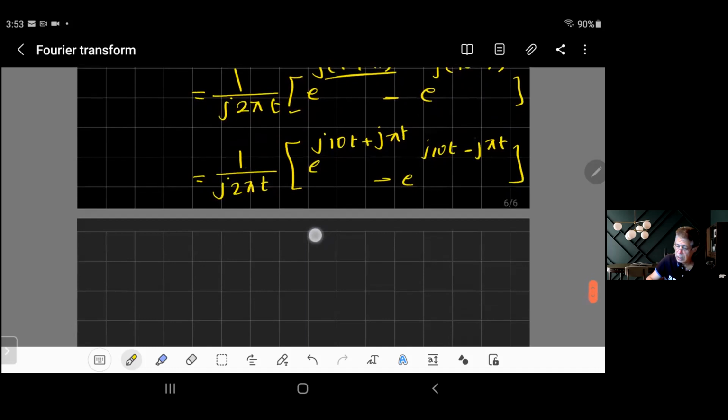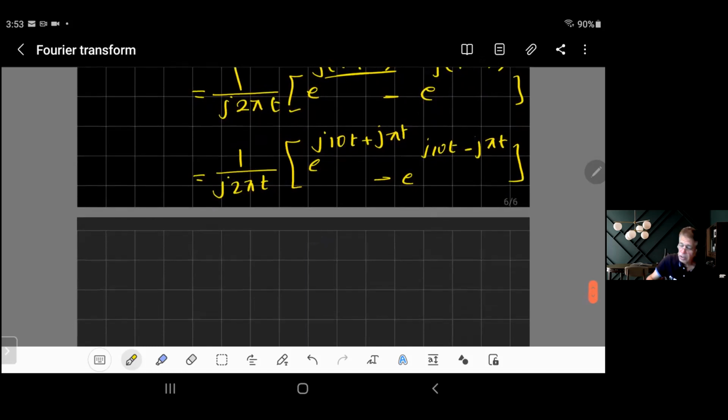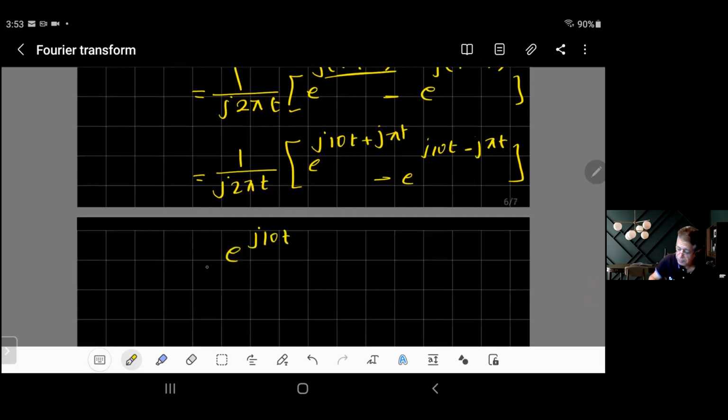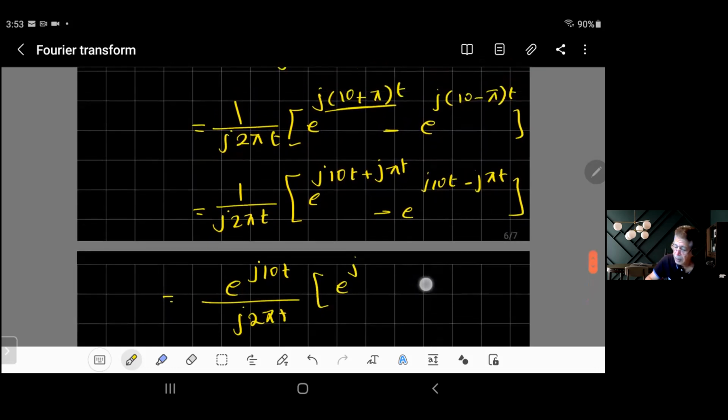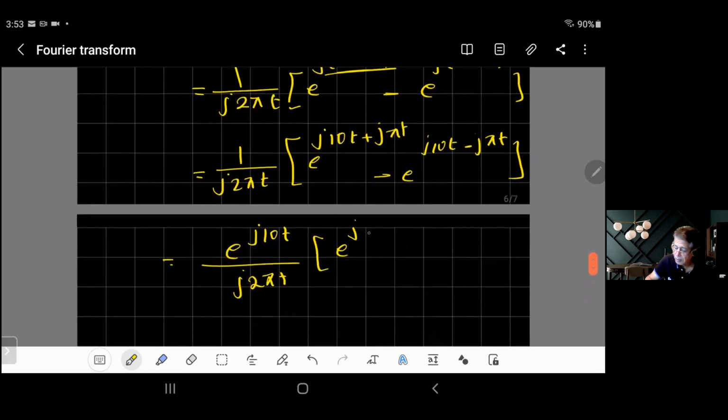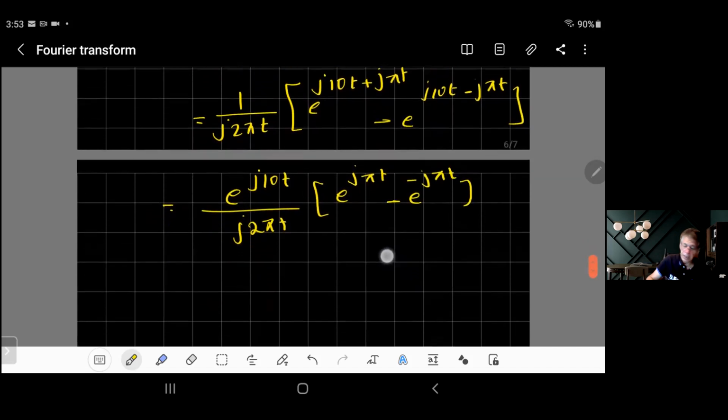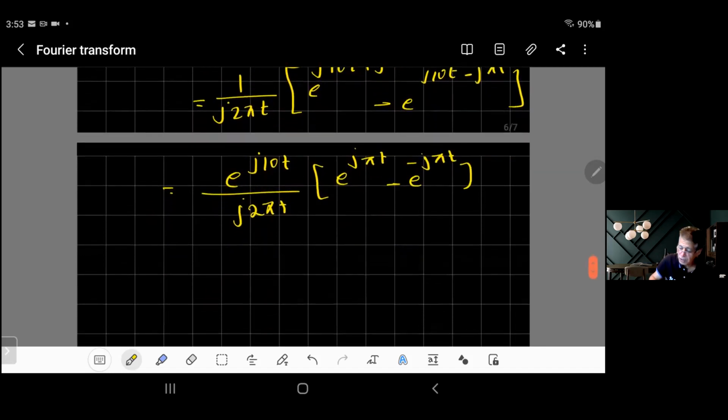We are going to take the constant e^(j 10 t) from both sides as a common factor. So you have e^(j 10 t) divided by j 2 pi t. So what's left? e^(j pi t) minus e^(-j pi t). And again, we know the formula for the sine.